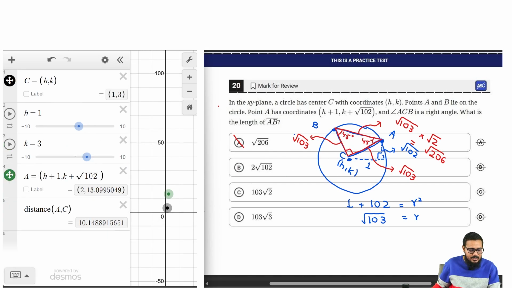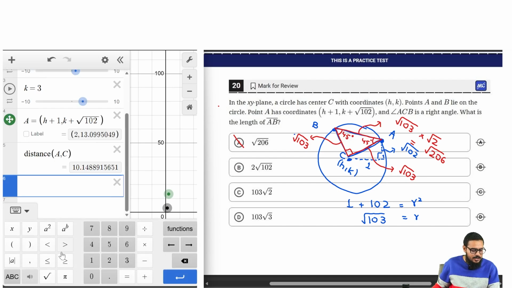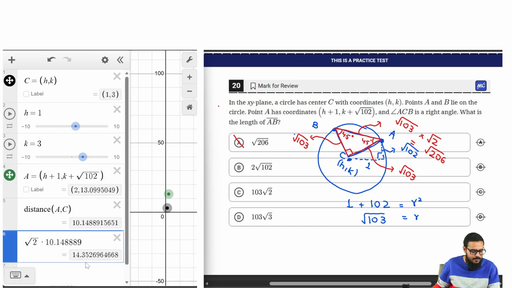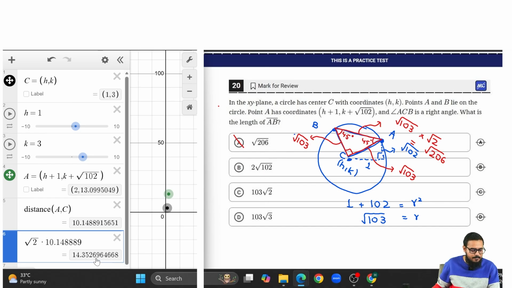If the side opposite of 45 degrees is 10.14, then obviously the side opposite of 90 degrees would be root 2 times this side. So what if I multiply by root 2, and then multiply it by 10.14, to whatever decimals you're comfortable with. You're getting this as 14.352696.